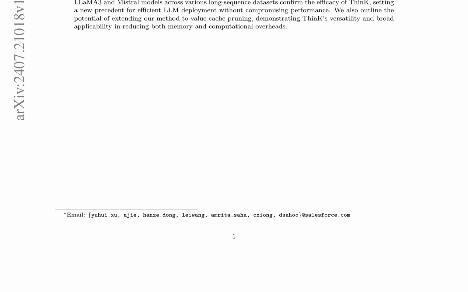ThinK method. The proposed ThinK method is a query-dependent KV cache pruning approach that aims to minimize attention weight loss while selectively pruning the least significant channels. The authors conduct a preliminary study of KV cache optimization and demonstrate the efficacy of their approach through extensive evaluations on the LLaMA3 and Mistral models across various long-sequence datasets.